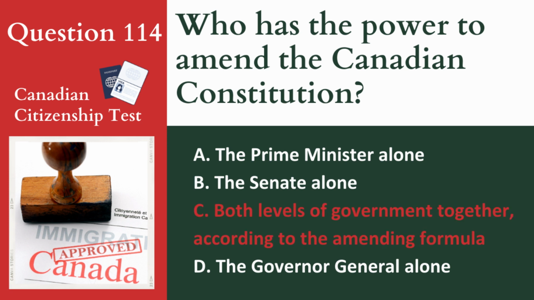Answer: C. Both levels of government together, according to the amending formula. The Constitution can be amended through processes that require the consent of both the federal and provincial governments.